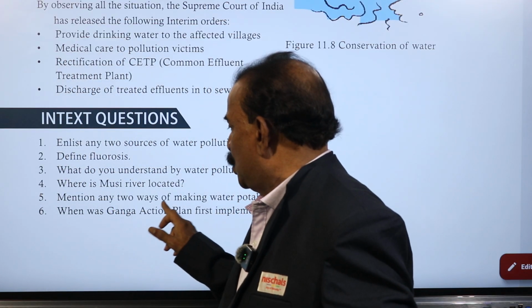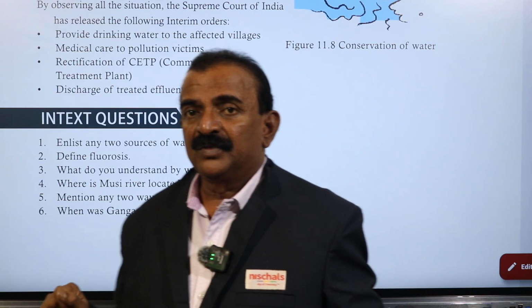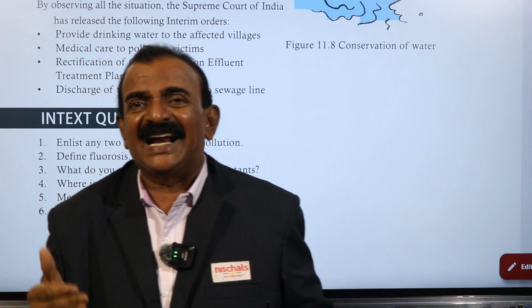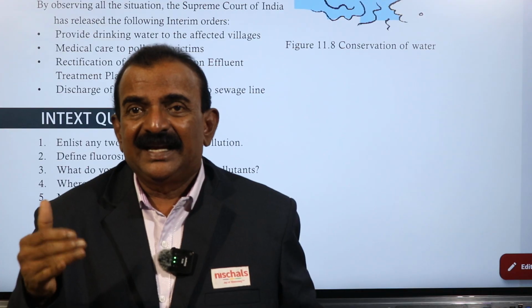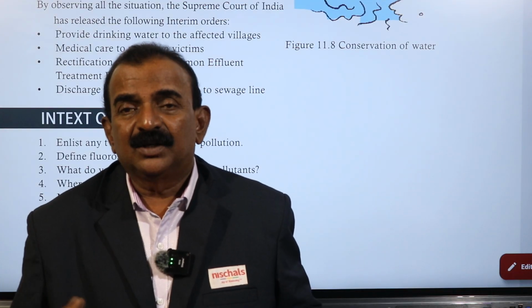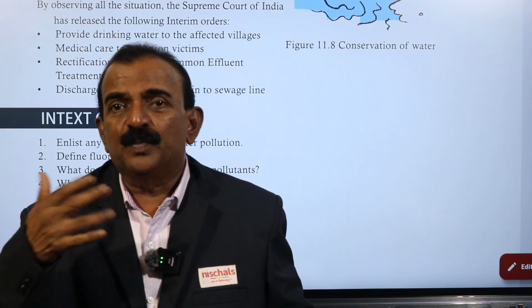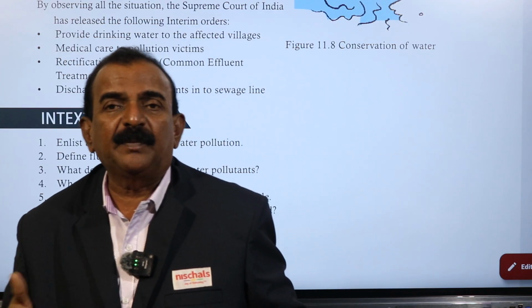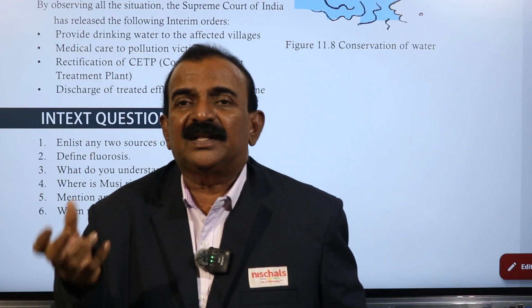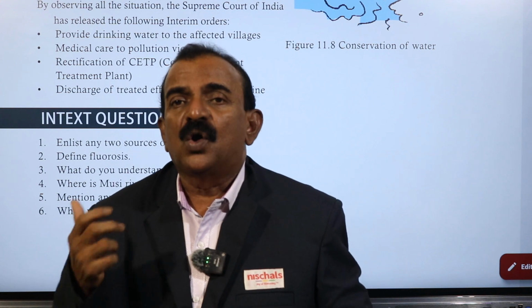Next, mention any two ways of making water potable. We already discussed using candles, filters, chlorination, and boiling. These are the methods to make the water potable. Potable water means drinking water. The water that is used for drinking is called potable water.